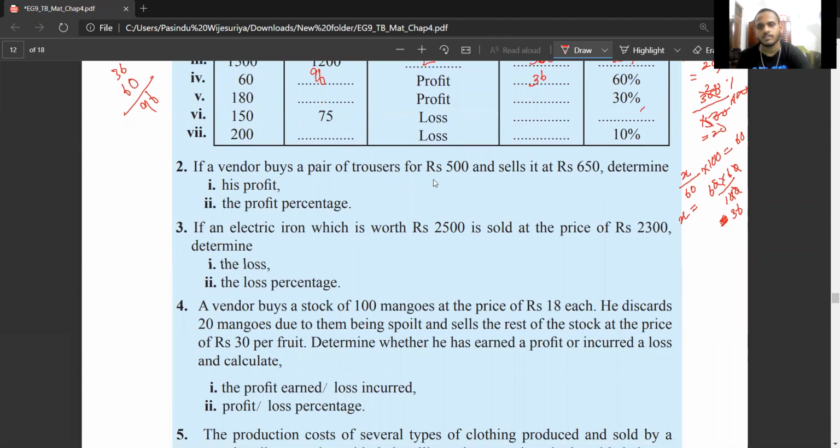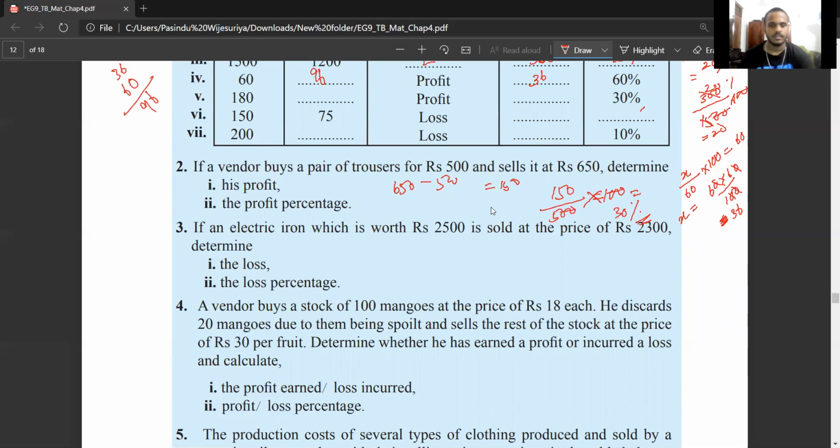If a vendor buys a pair of trousers for 500 and sells for 650, determine his profit and the profit percentage. Profit is 650 minus 500 is 150. Profit percentage is 150 divided by the initial amount, 500, into 100 equals 30%. So I'm just going with my speed, so you all just calculate with your own speed. It doesn't matter as long as you get the answer correctly.